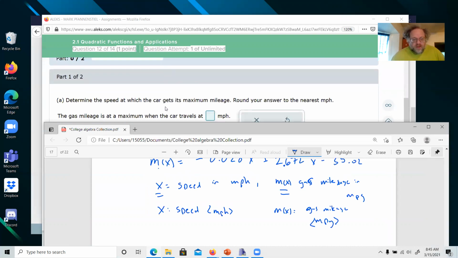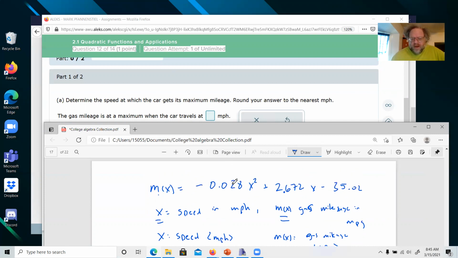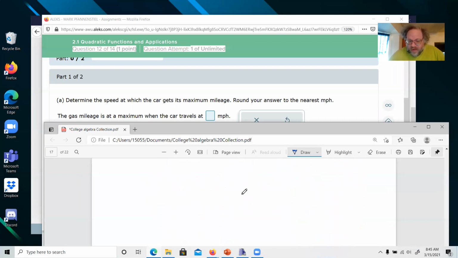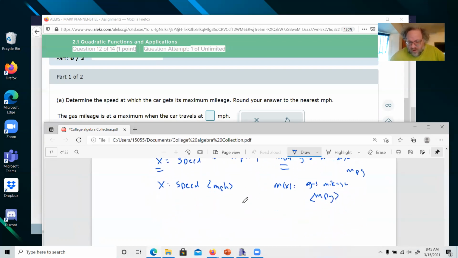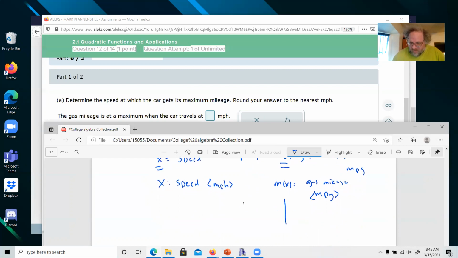All right. So part 1-2, it says determine the speed at which the car gets the maximum gas mileage. Why do they ask about a maximum? Well, look at the parabola. The leading term is negative, which means it's a parabola that opens down. There's going to be a maximum, okay? So if I just think about what this is going to look like without regards to a scale or a coordinate axis, we're going to have something like that, all right?